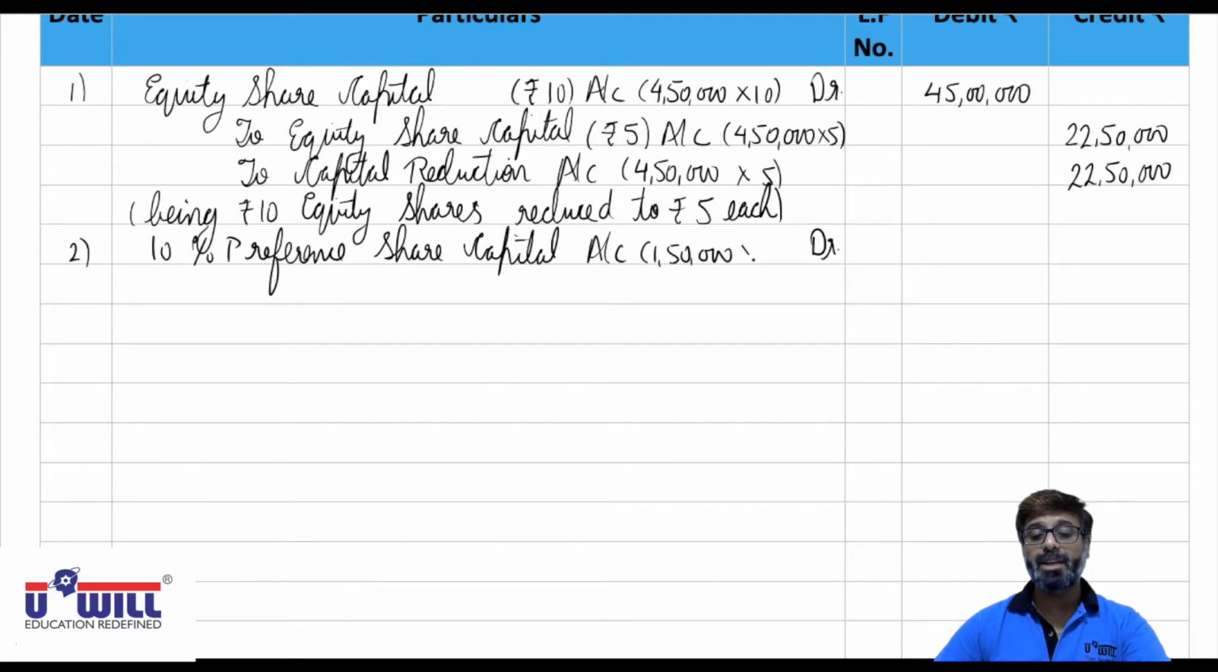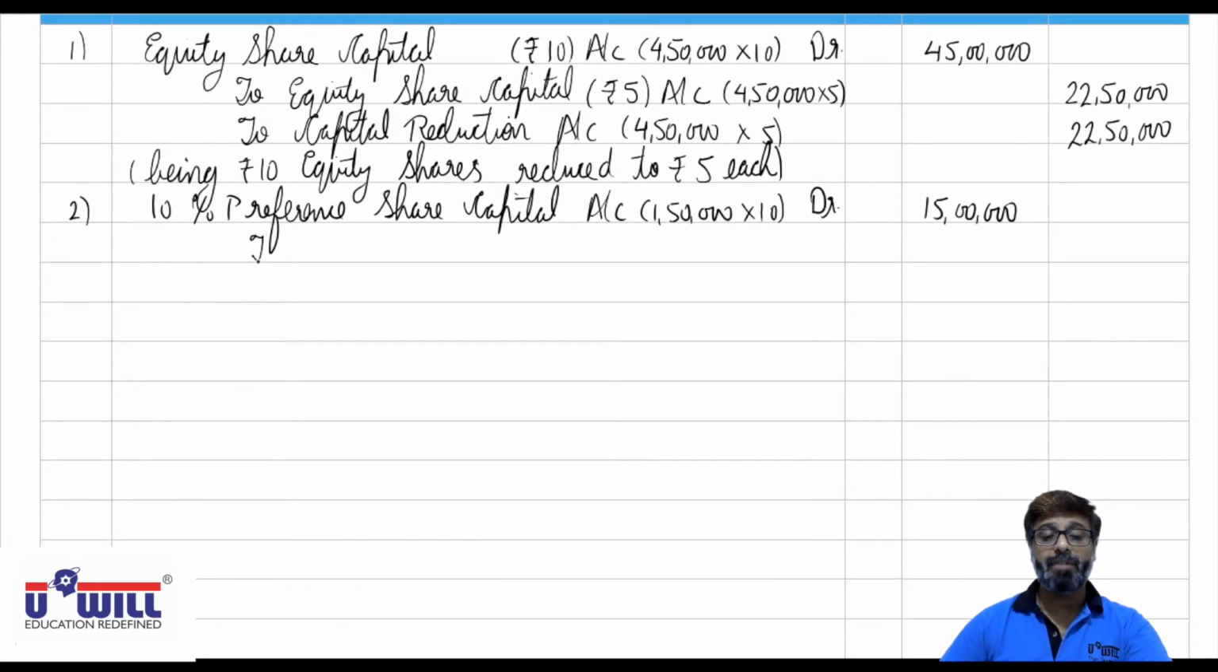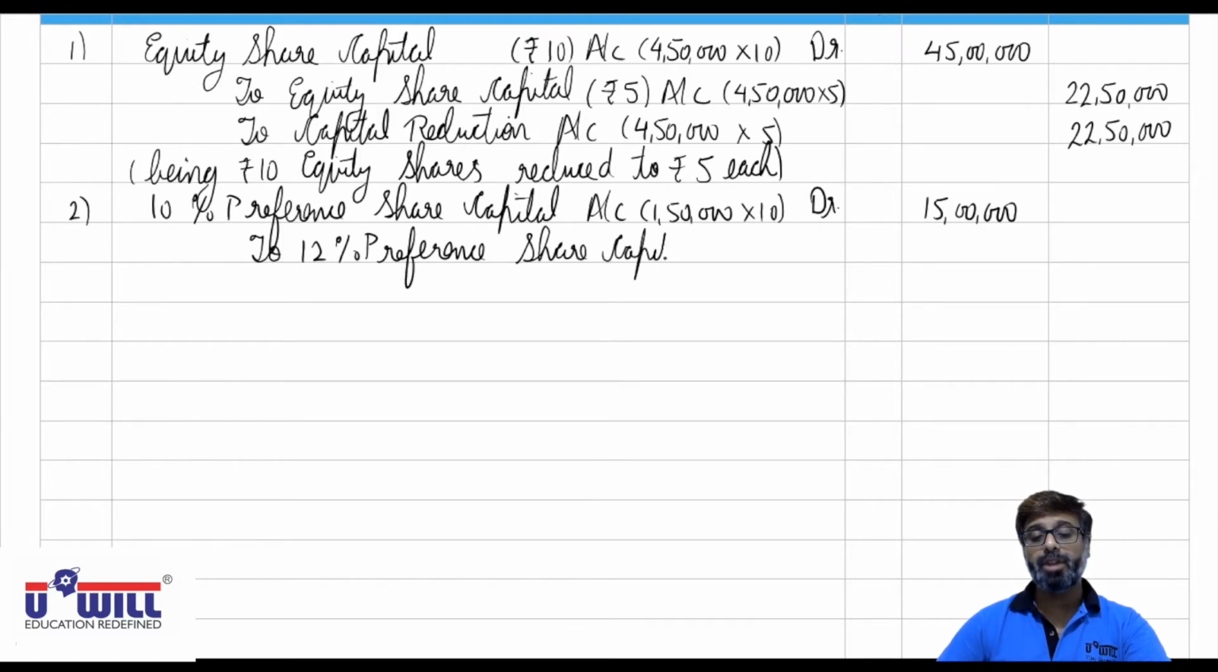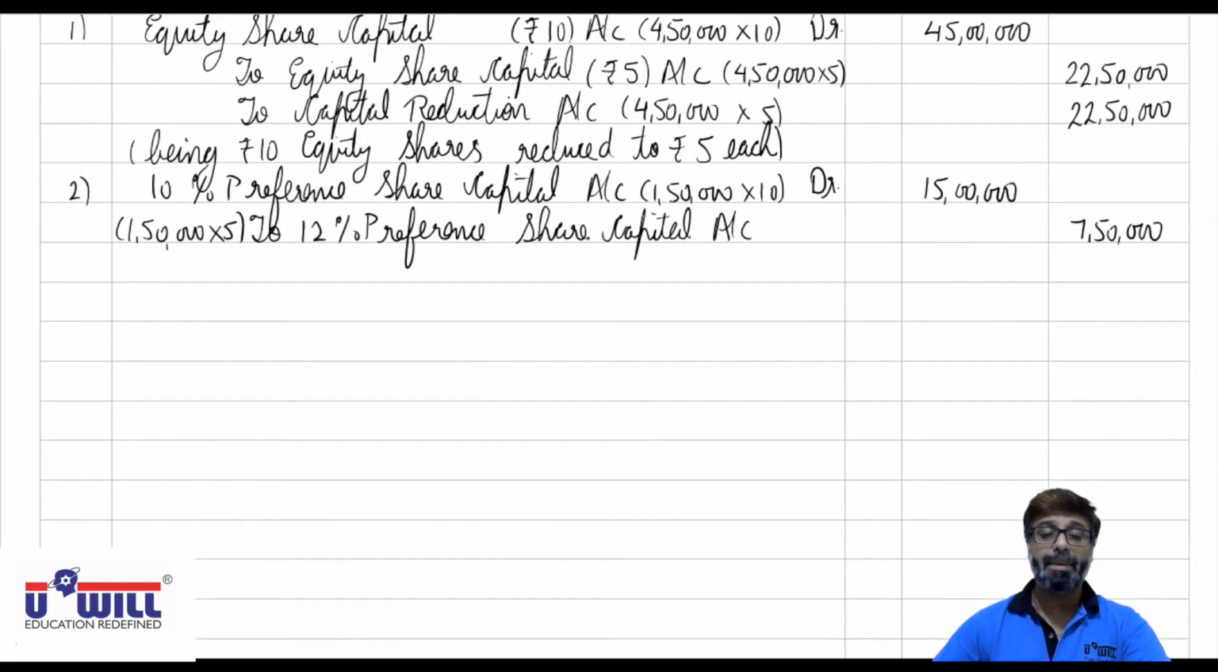I repeat, face value is not written in bracket because face value is not changed. But from 10% they are made 12%. So to 12% preference share capital account. Here also we will not write the face value in bracket because it remains 10 rupees only. However, the paid up value becomes 5 rupees. So 1,50,000 into 5, 7,50,000 is being credited to share capital account.